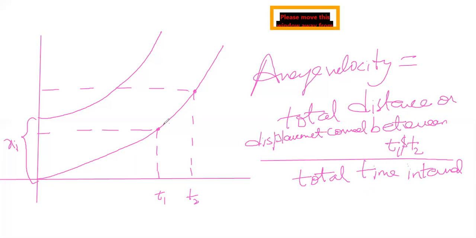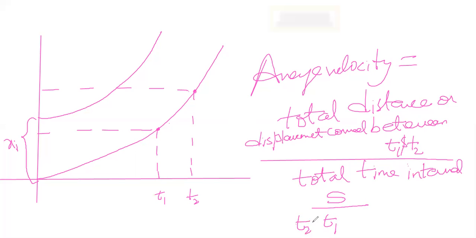You see this curved line I want to find out. How do I find the curved line? It is some S, I do not know, divided by some T. S by T. It is actually T2 minus T1. That is the time interval. How do I find that?